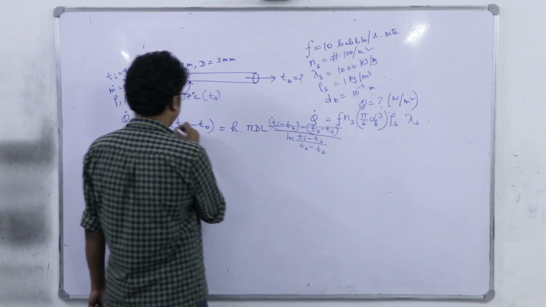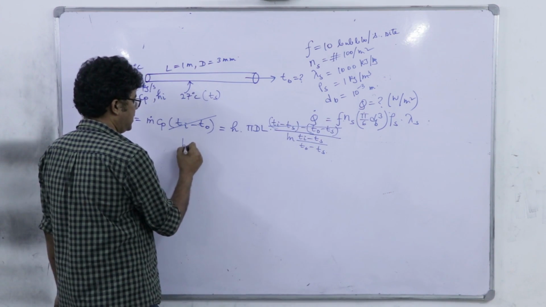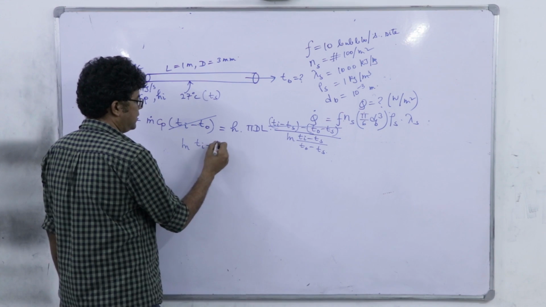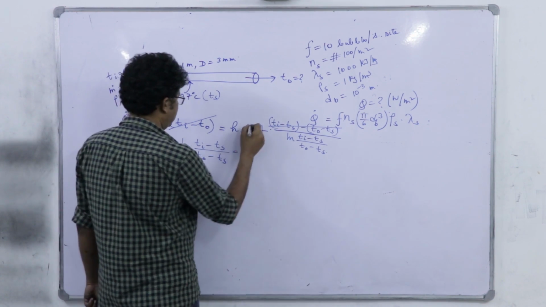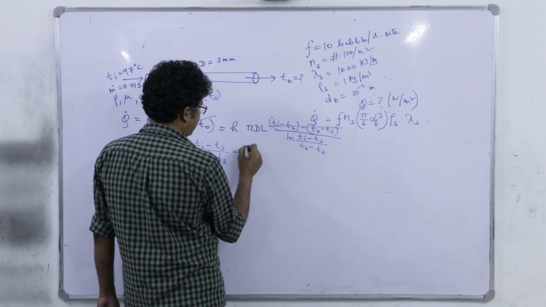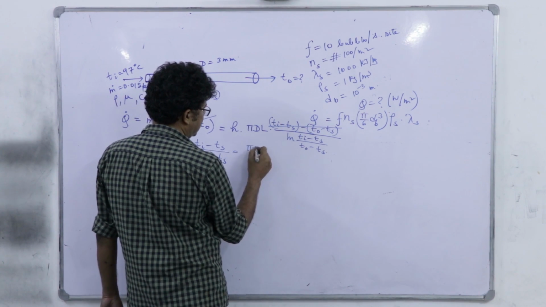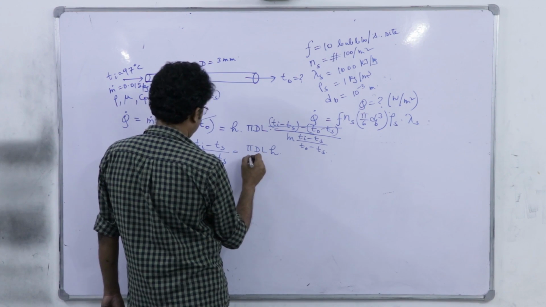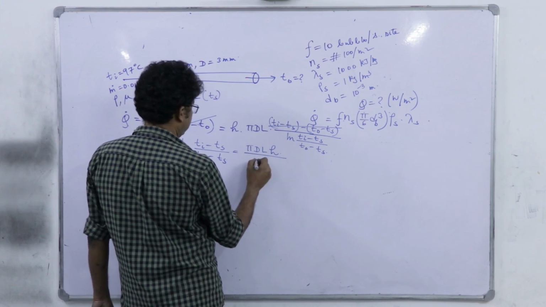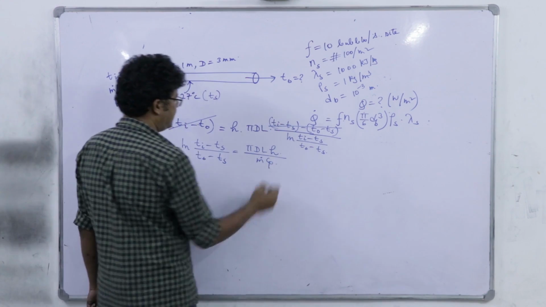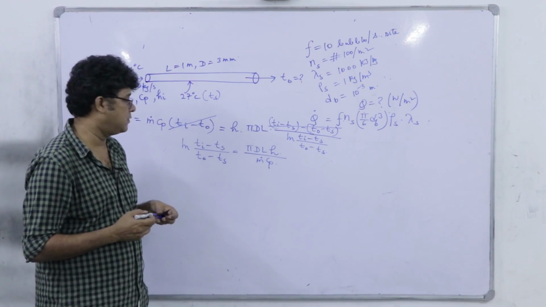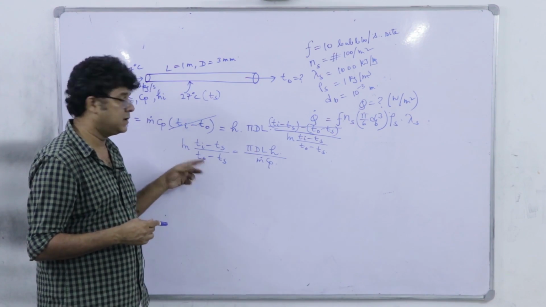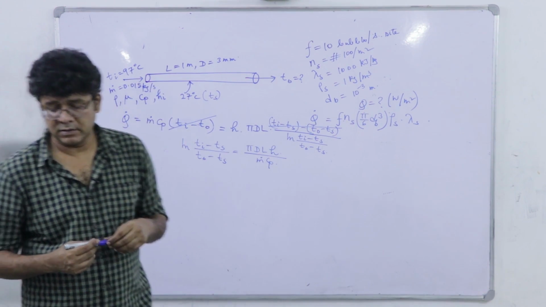So, the numerator cancels out, and ln of Ti minus Ts divided by To minus Ts is equal to pi d L H divided by m dot Cp. So, from there, using this exponential relationship, you can calculate To, right.